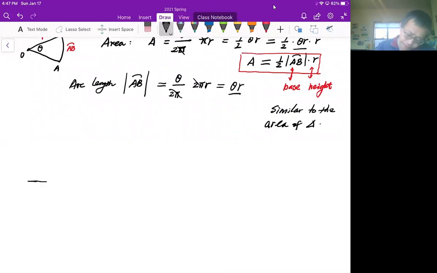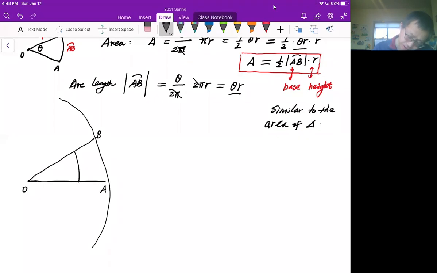Suppose this is the O, and this is A and B. Again, this is a big circle. But then you can have some other circles, a small circle like that and a small circle like this, right? Those circles have the same center. So you have three circles with the same center. One arc is AB, the second arc is CD, and the third arc is EF, right?